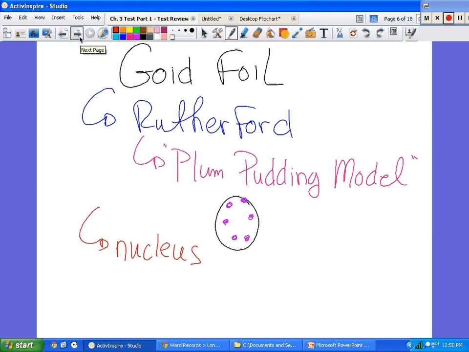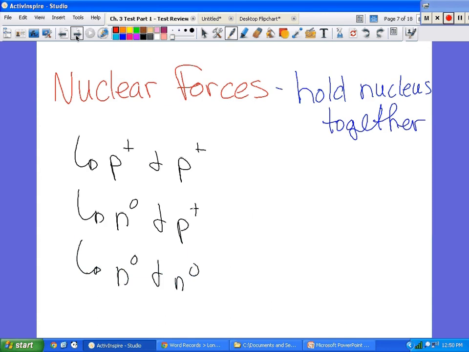Now, what holds that nucleus together? Okay, so the nuclear forces hold the nucleus together. Somebody asked me earlier, why aren't electrons on this list? Why are they not listed? They're not in the nucleus. Electrons. So what are the only 2 things in the nucleus? Well, there's a force between protons and neutrons. Now, these are not the same thing as IMFs. What is an IMF?